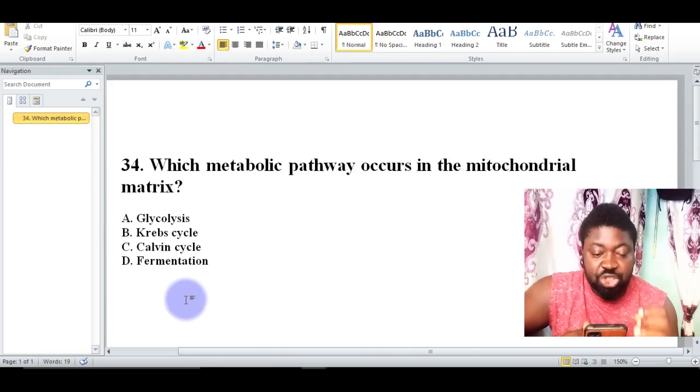The next question, which is question 34: which metabolic pathway occurs in the mitochondrial matrix? A, glycolysis; B, Krebs cycle; C, Calvin cycle; and D, fermentation. Which is correct among these options? The correct option is B, the Krebs cycle. The Krebs cycle completes glucose oxidation, thereby producing electron carriers for ATP synthesis. So the correct option is the Krebs cycle. Let's move to the next.